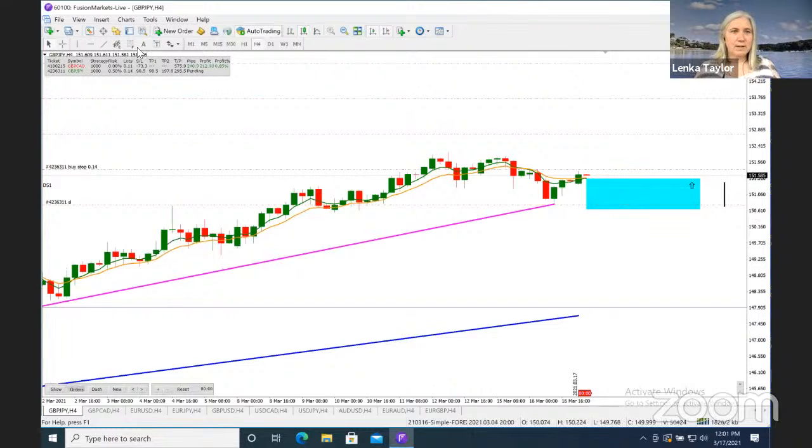So let me just annotate that for anyone that wants to put that in manually. So this would be our entry, stop loss, and then the profit targets there.